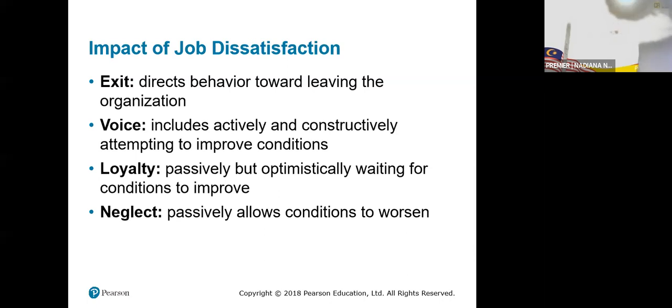Number 4 is neglect. This is passively allowing conditions to worsen. Neglect. They don't care what happens to the organization. They don't make an effort to improve or help the organization improve the condition. They leave it to the organization or other members to improve. They neglect. They don't care. That is the major impact of job satisfaction.